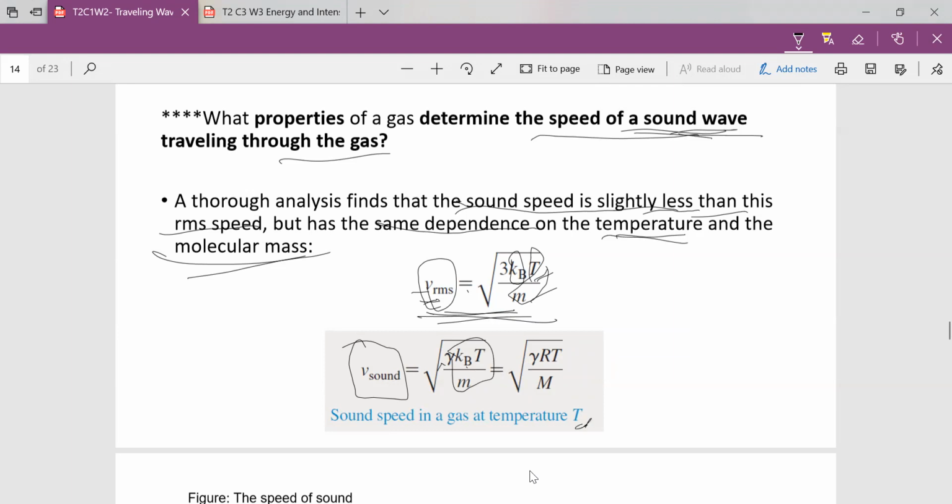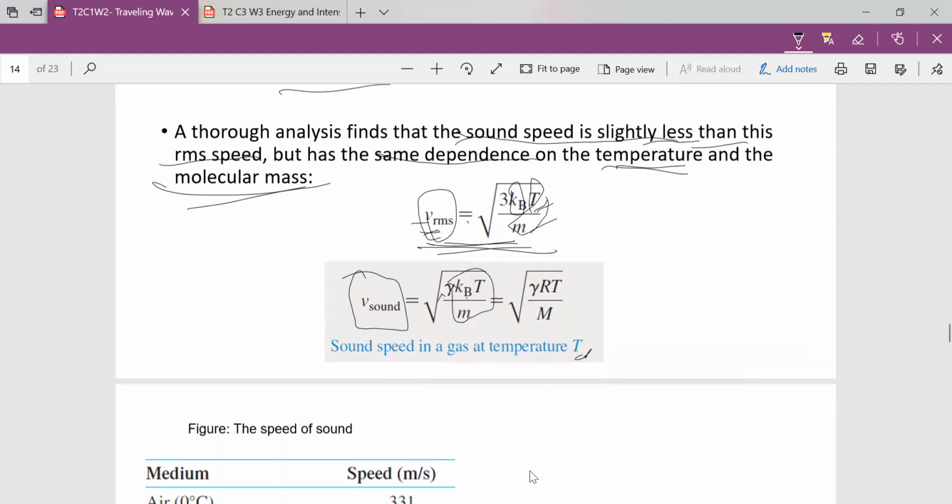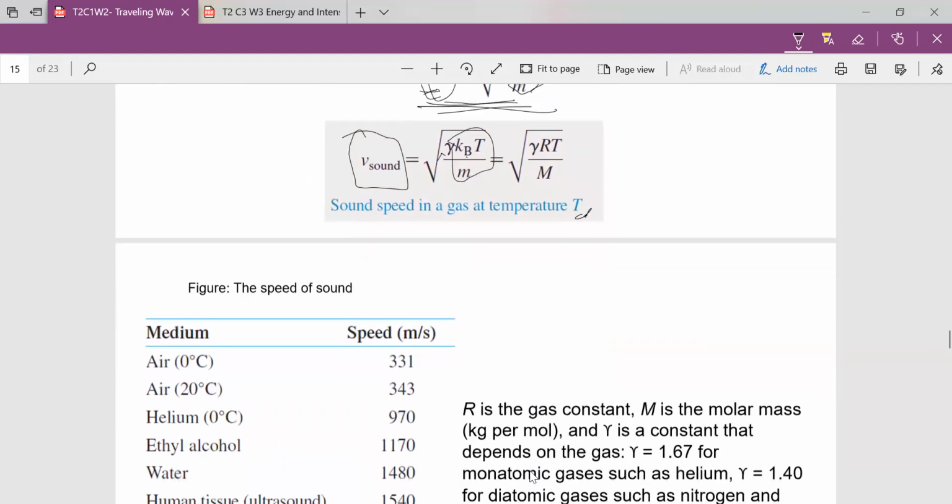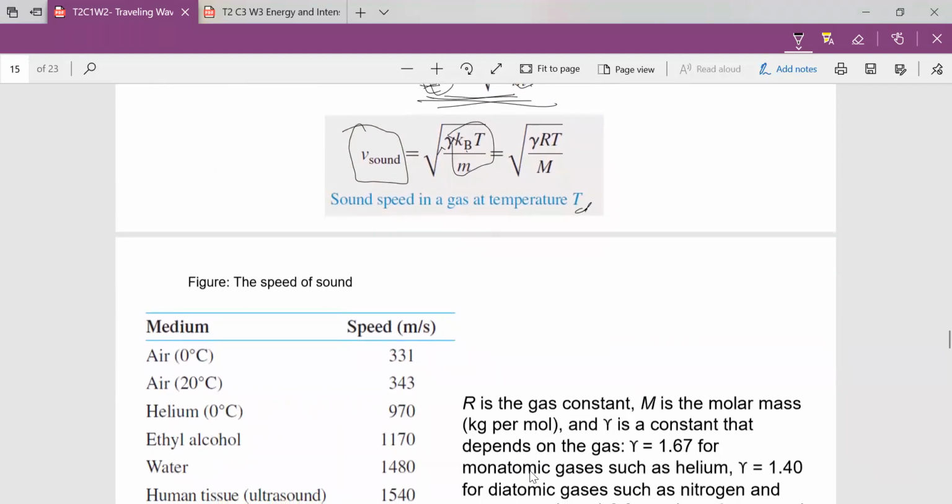We have the Boltzmann constant, temperature, and molar mass. So we have established the speed. Remember this value?